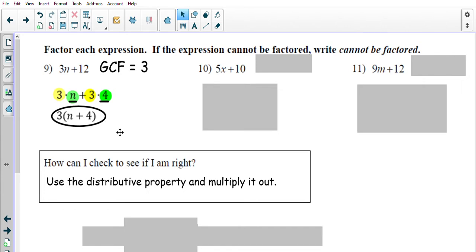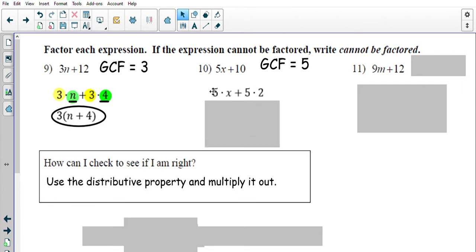All right, let's try another one. Number 10, we have 5x plus 10. The greatest common factor of 5 and 10 is 5. So I rewrite this as 5 times x plus 5 times 2. Notice how my GCF is going to be used twice. The terms that are left behind are the x and 2. 5 times x gets me 5x, 5 times 2 gets me 10. We always want this to be equivalent to what we started with. So for my final solution, the 5 goes outside the parentheses and x plus 2 is left inside the parentheses.